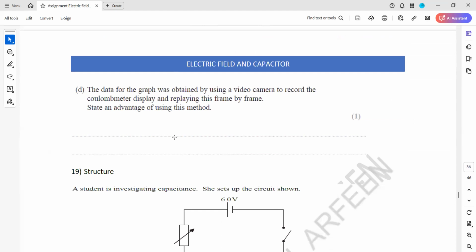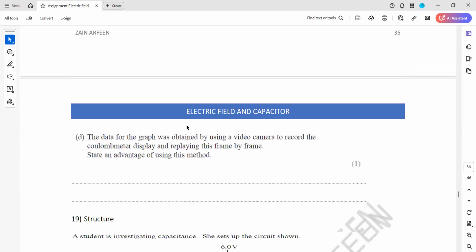The data from the graph was obtained by using a video camera to record the coulomb meter display and replay this frame by frame. State an advantage of using this method. So, what is the advantage of using a camera? First, using a camera we can obtain multiple points; at any certain time intervals of the frames, we can know the value. And using a camera, we will have a simultaneous reading.